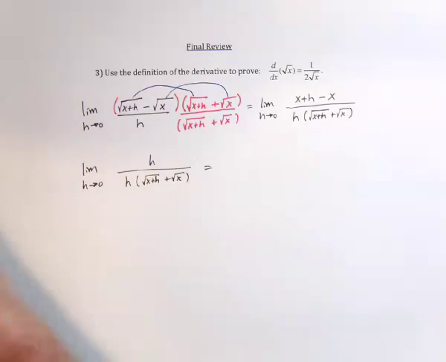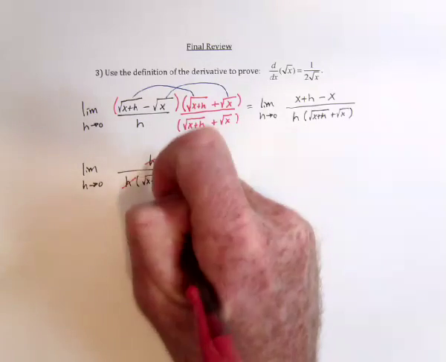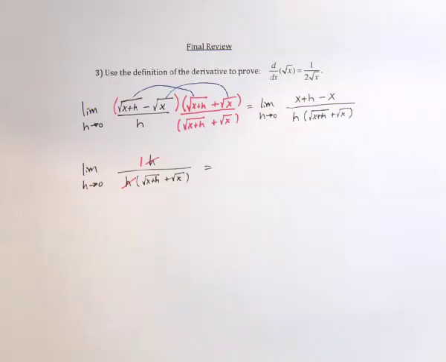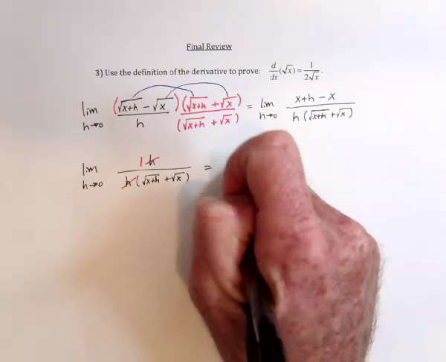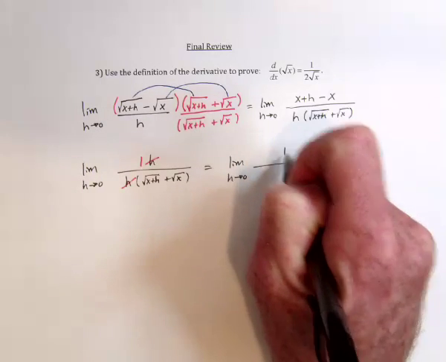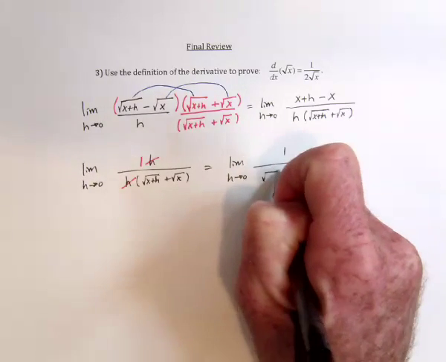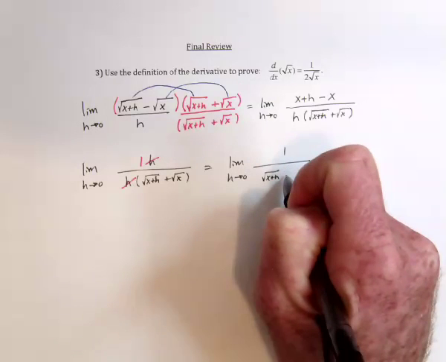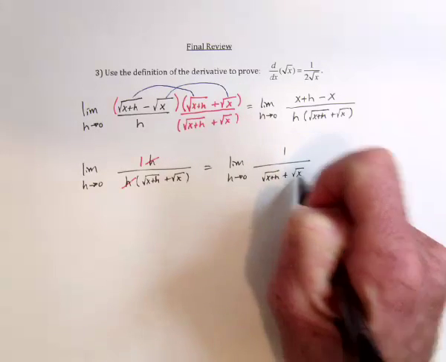and we just have h in the numerator. And we can now have h divide into h one time. So it's the limit as h approaches 0 of 1 over, and then for the denominator it's just the square root of x plus h and the square root of x.